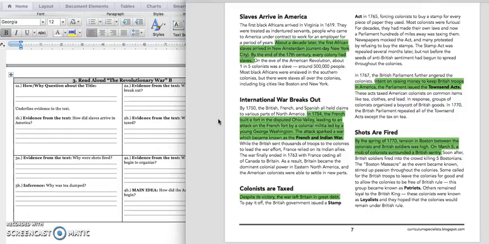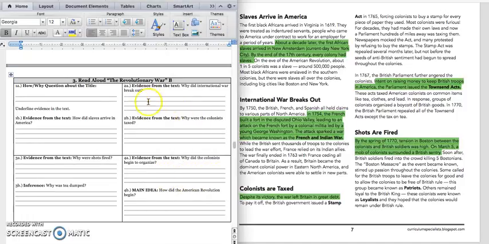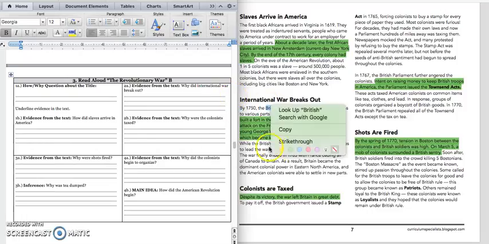While the British sent thousands of troops to the colonies to lead the war effort, France relied on its Indian allies. The war finally ended in 1763 with France ceding all of Canada to Britain. As a result, Britain became the dominant colonial power in eastern North America, and the American colonists were able to settle in new parts. If we go to 2A, it says, why did international war break out?